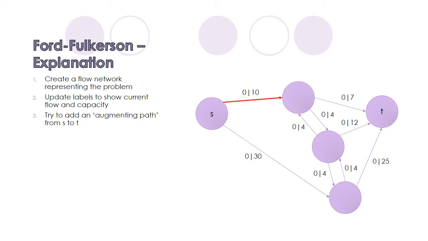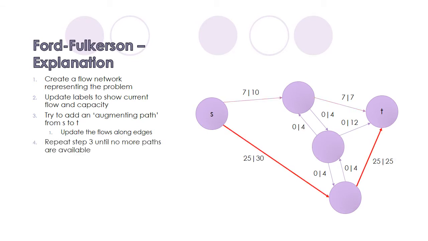Now in this case we're going to start off by picking this first edge coming out the top of S, and we're then going to go straight to T from that vertex. We update the flow along the edges with the max flow along that path. Now the max flow along a path is determined by the minimum capacity along every edge of that path, which in this case was 7. And we then simply repeat part 3 until no more paths are available.